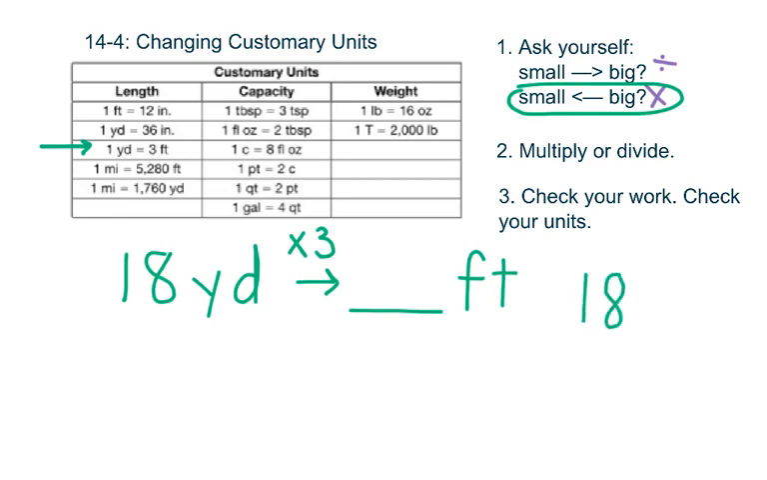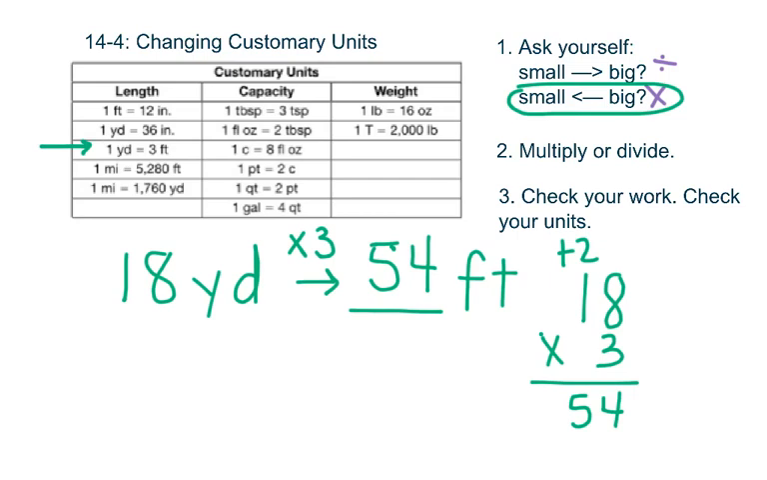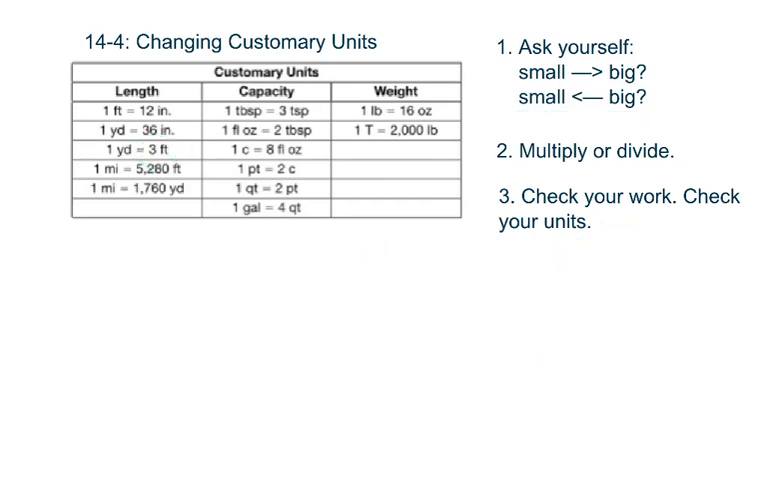If you don't recall, you can always use my work to help you. I'm going to use my standard algorithm. 8 times 3 is 24. Carry the 2. 3 times 1 is 3, plus 2 is 5. So 18 yards would be the equivalent of 54 feet. Now I'm going to check my work. Let's see. I went from a big unit to a small unit, so I know that I'm going to multiply. I multiplied by the appropriate number, and my units look correct, so I'm all set.